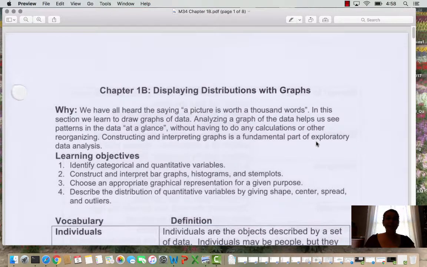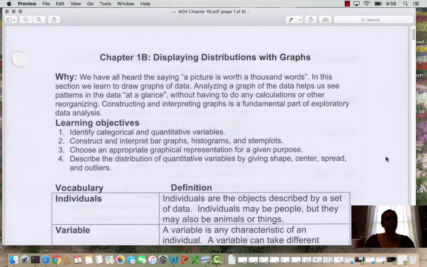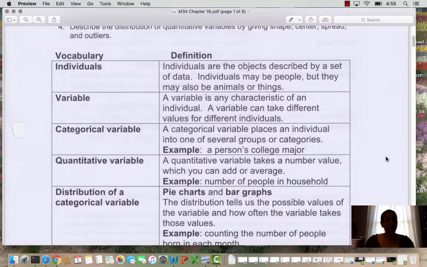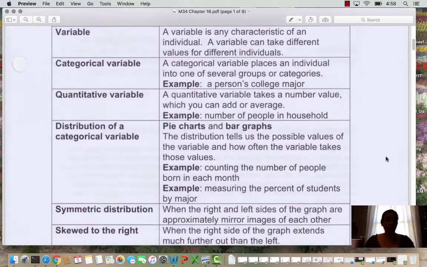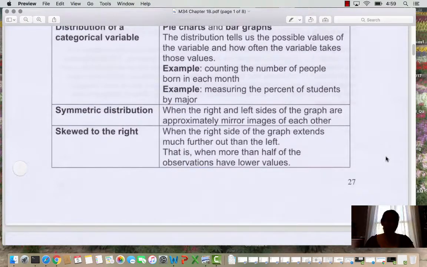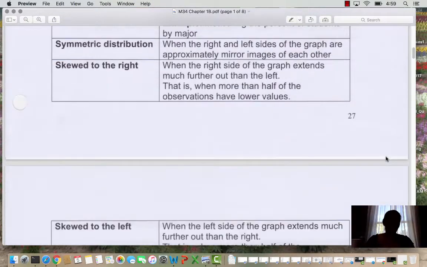Chapter 1b, Displaying Distributions with Graphs. Make sure you take time to read through why we're studying distributions and graphs, the learning objectives for this activity, and the vocabulary. You want to read through all of this before we look at the examples, so now is a good time to pause the video if you haven't read.